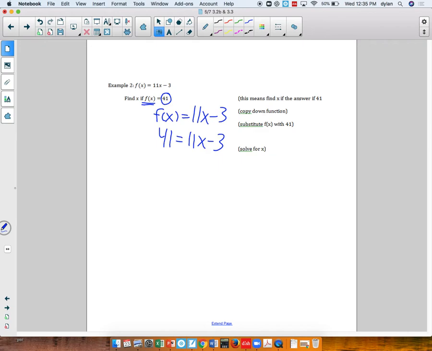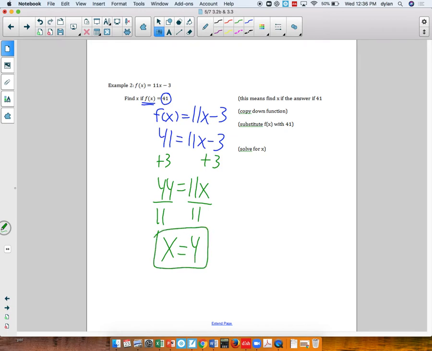From there, I just need to solve for x. So I'm going to add 3 to both sides. So I'm going to have 44 equals 11x. And then I'm going to divide both sides by 11 and end up with x equals 4. So this is saying when f of x equals 41, x equals 4.